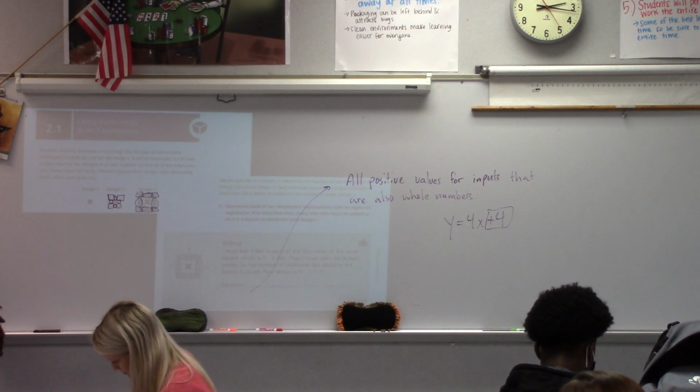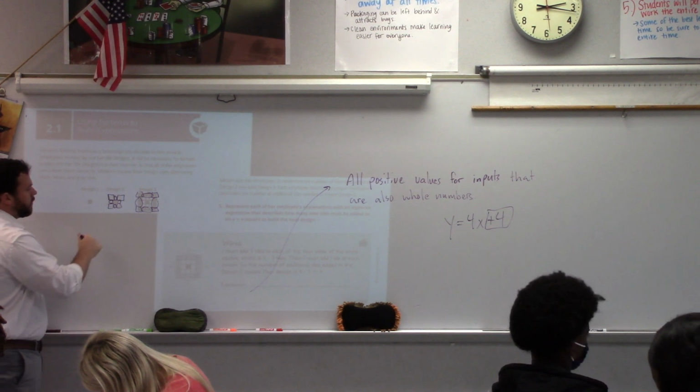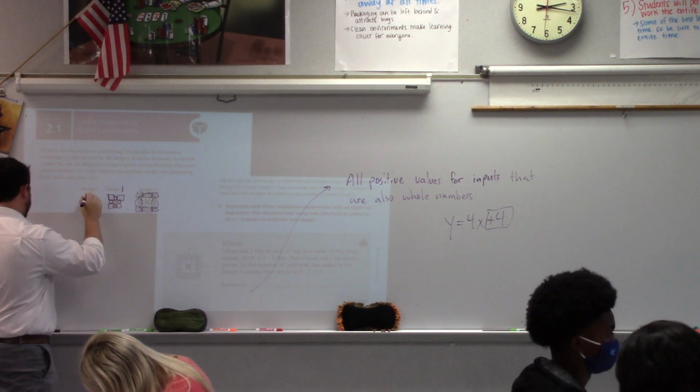So where do we see the 4 times x? Where do we see that repeated addition of 4? Well, in design, remember we redefined these.